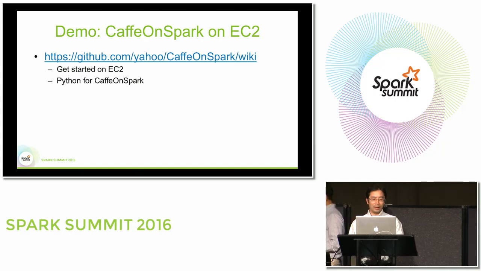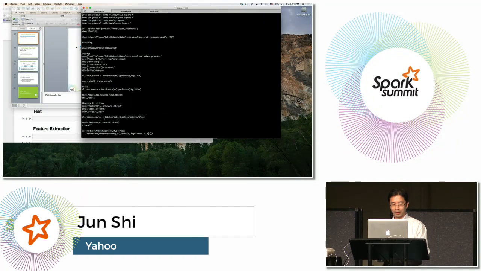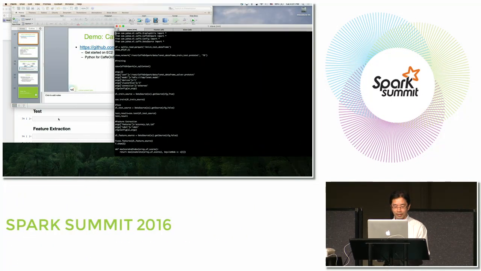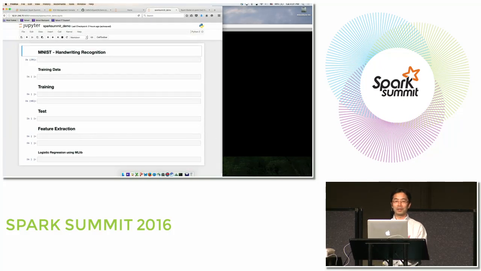Hi everybody, my name is June. Next I'll give a live demo of CaffeOnSpark. Basically, I'll use this IPython notebook to run the training, the test, and the feature extraction. The idea is this: we ran two GPU instances on EC2. Then we launched a server there, and now this IPython notebook connects to that server. And I will show you how we can run the training on this.